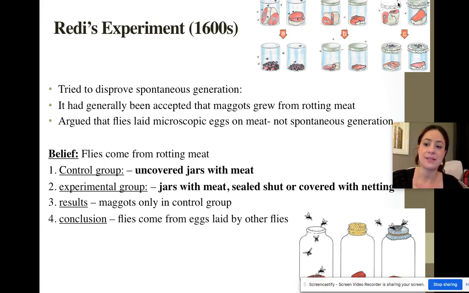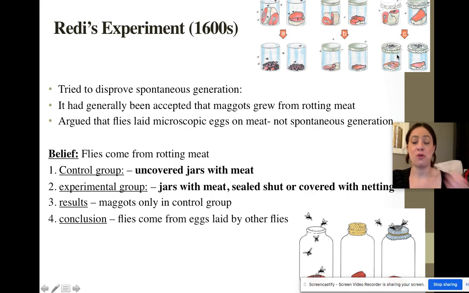So Francesco Redi says the maggots come from flies that lay microscopic eggs on the meat. You guys can't see the flies, I'm sorry, you can't see the microscopic eggs, but the eggs are there. So sometime later, there are maggots on the meat that was exposed, but there are no maggots in these two groups. Obviously, the flies got in here, but the flies cannot get into this group or this group.